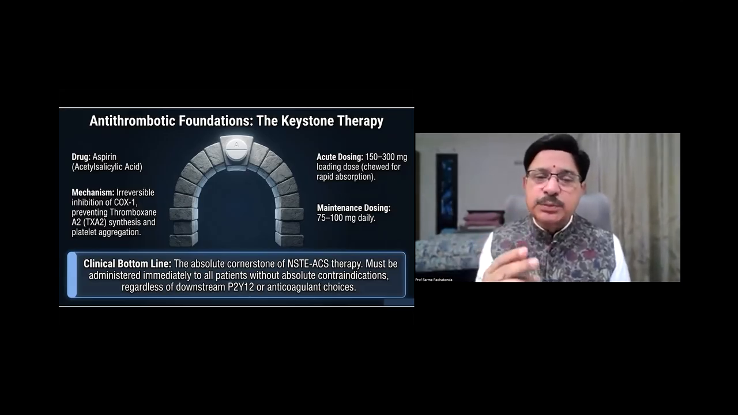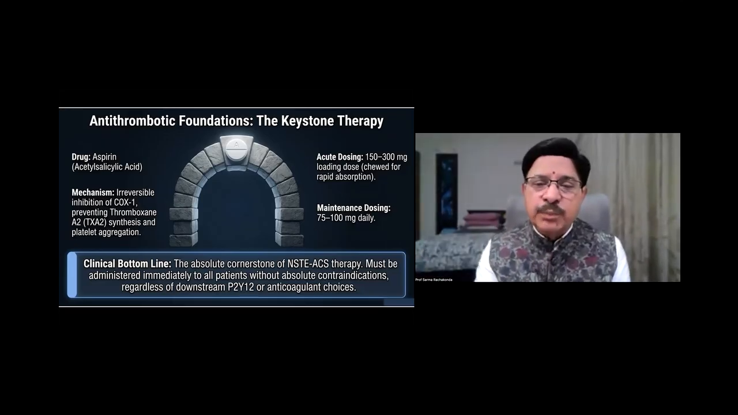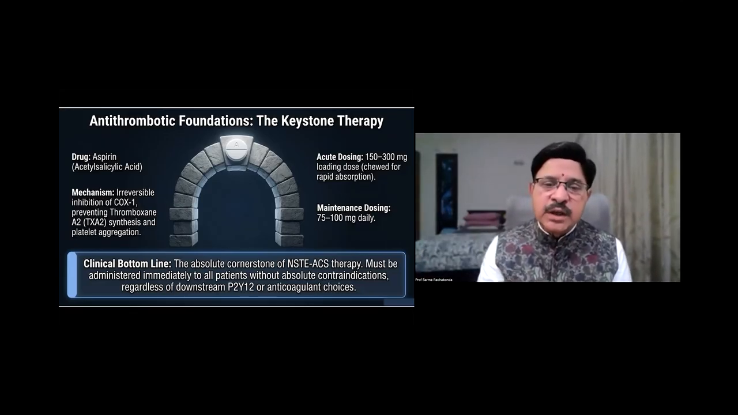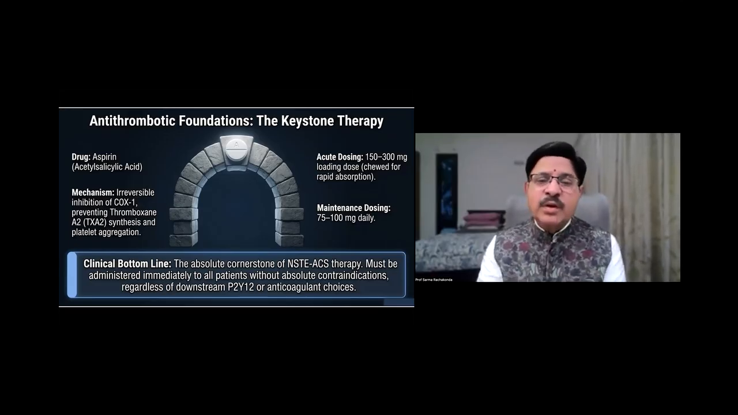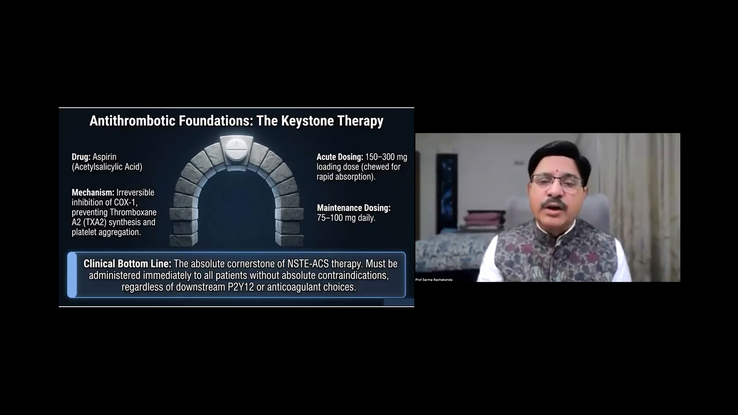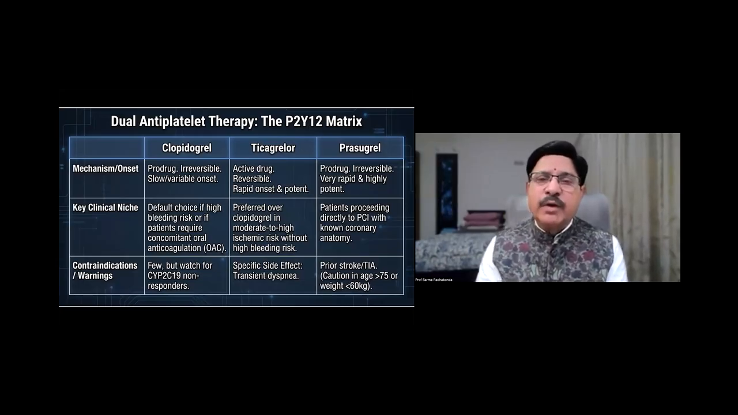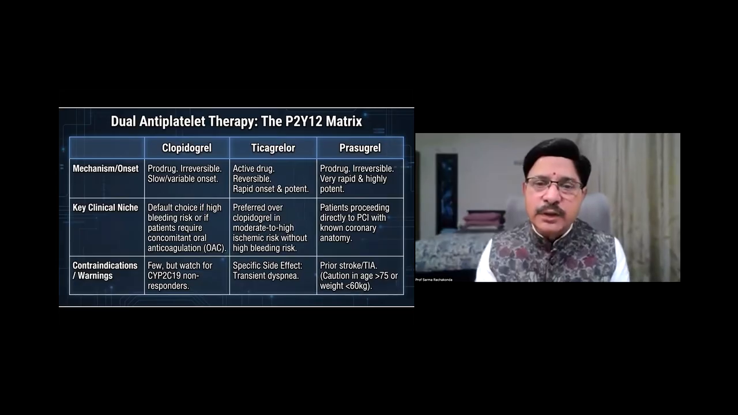If you are highly suspicious of acute coronary syndrome, give aspirin without absolute contraindication, regardless of what second companion antiplatelet agent or anticoagulant you are going to give. Irrespective of that, aspirin must be given. Now, what are the companion therapies for dual antiplatelet therapy? DAPT, dual antiplatelet therapy. One is already decided: the cornerstone, aspirin.